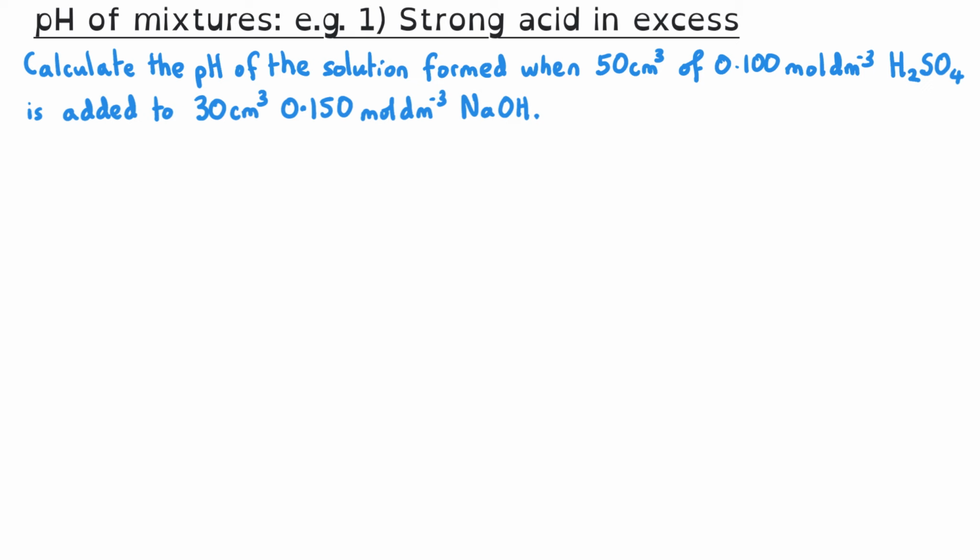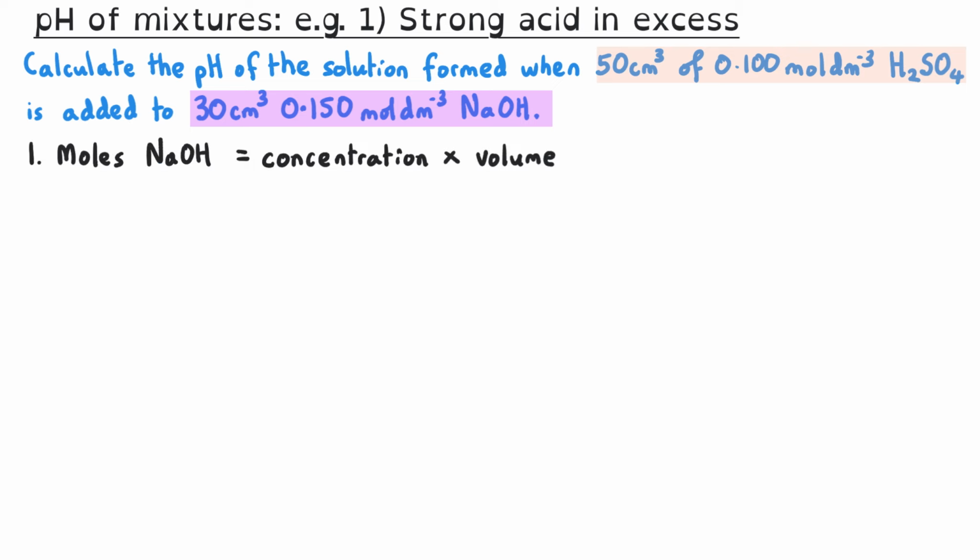Calculate the pH of the solution formed when 50 centimeters cubed of 0.1 moles per decimeter cubed sulfuric acid is added to 30 centimeters cubed of 0.15 moles per decimeter cubed sodium hydroxide. The first step is to work out the moles of the acid and the base.